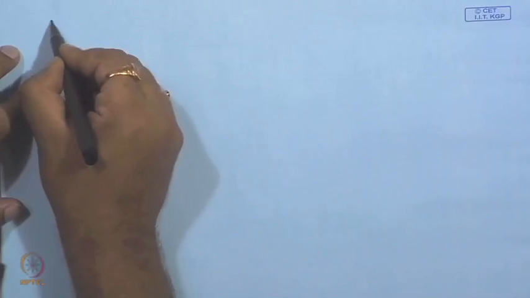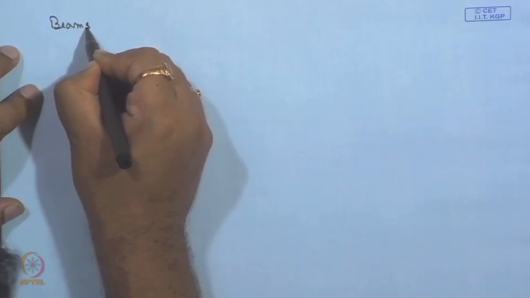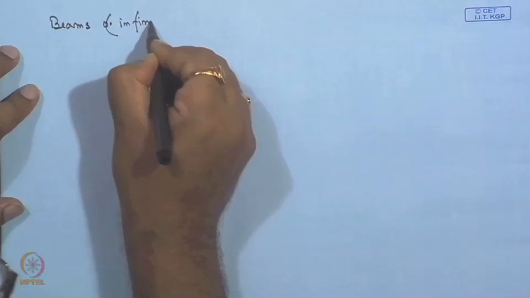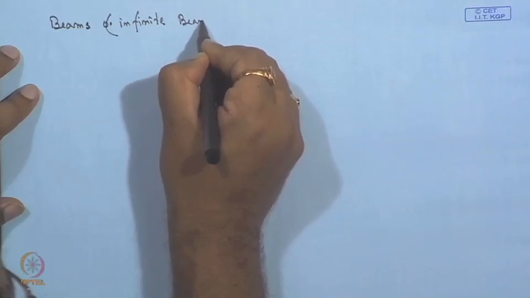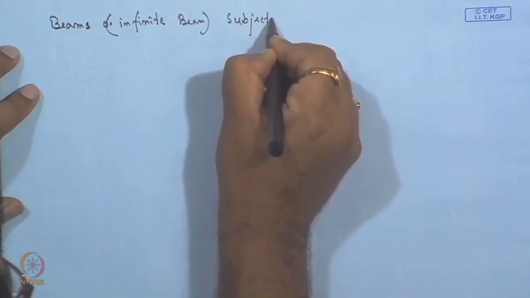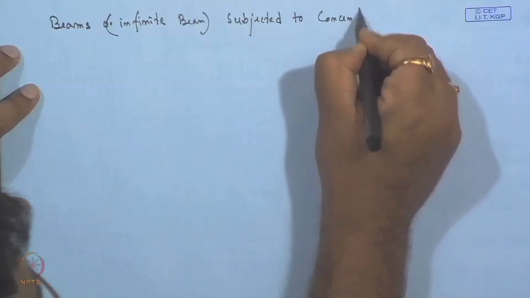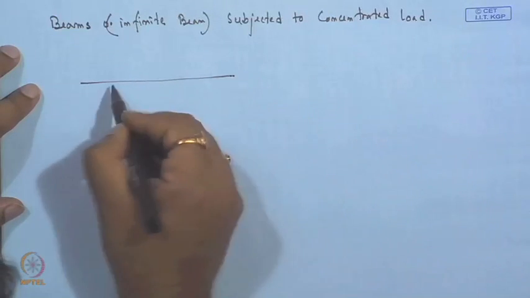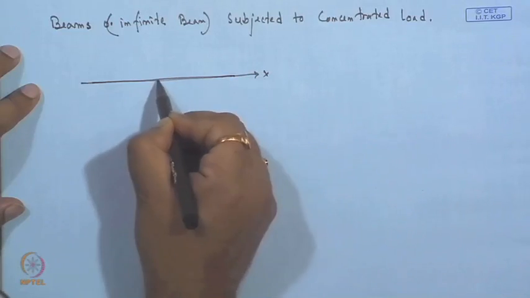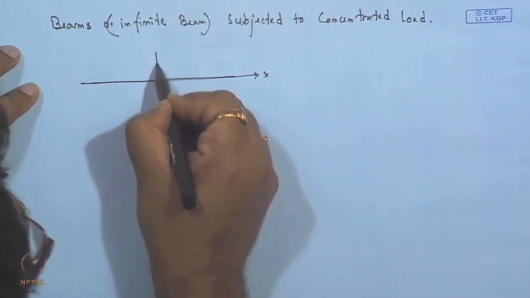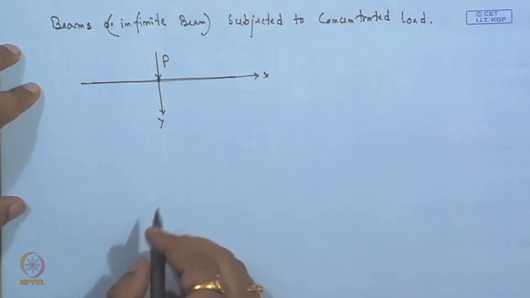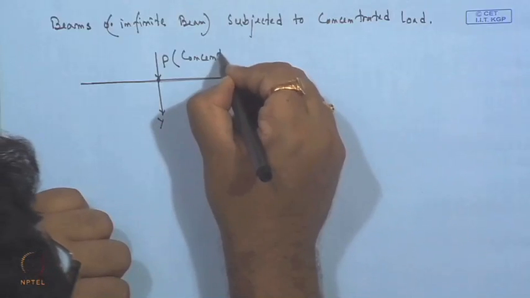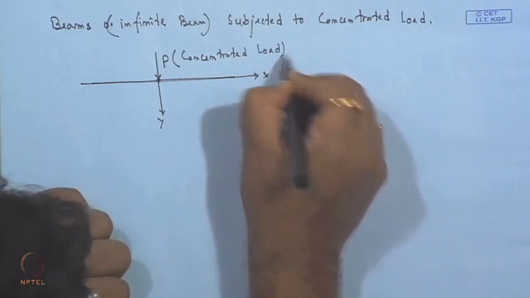So, suppose I place a beam, an infinite beam, subjected to a concentrated load. Suppose you have a beam, this is x, this is the y direction, this is the center where the beam is subjected to a concentrated load P. So, this is the concentrated load. This is the infinite beam.